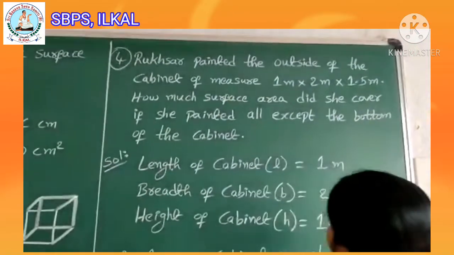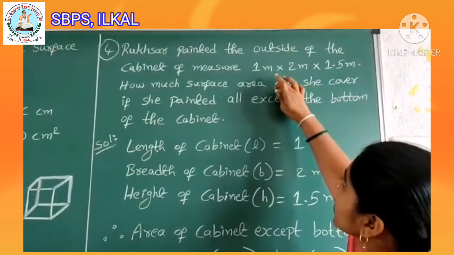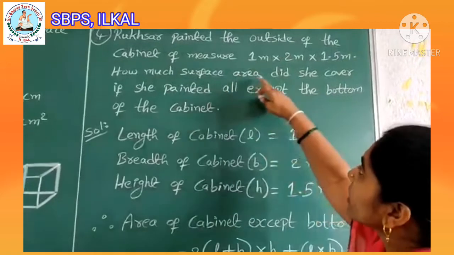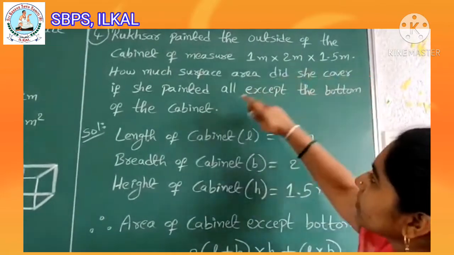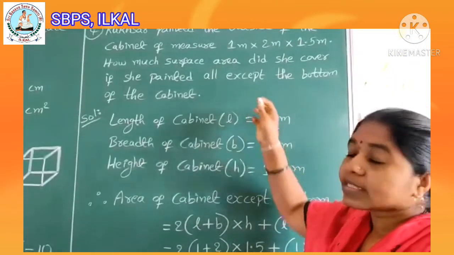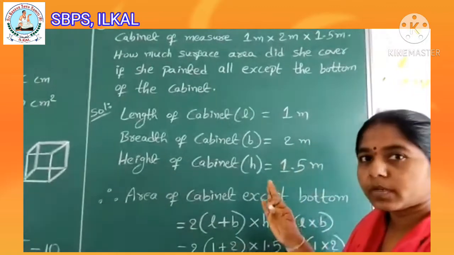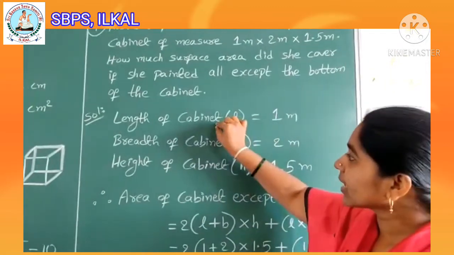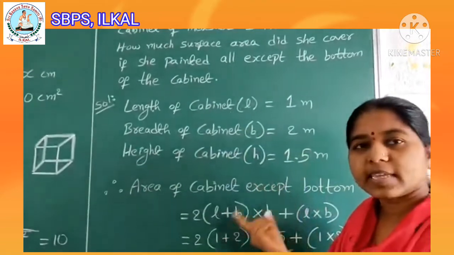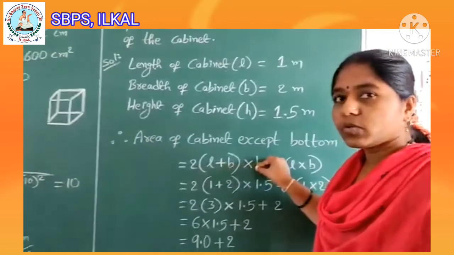Next question. Rooks painted the outside of the cabinet of measure 1 meter into 2 meter into 1.5 meter. How much surface area did she cover if she painted all except the bottom of the cabinet? In this question, except bottom we are going to paint the complete cabinet. They gave already length of the cabinet, breadth of the cabinet and height of the cabinet. Only 4 walls area you know, children, how to find. That is 2 into L plus B into height.